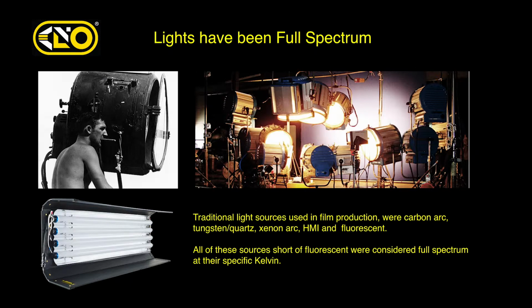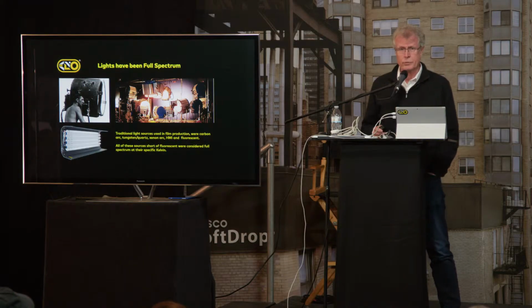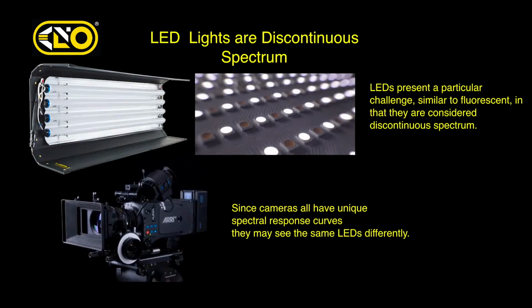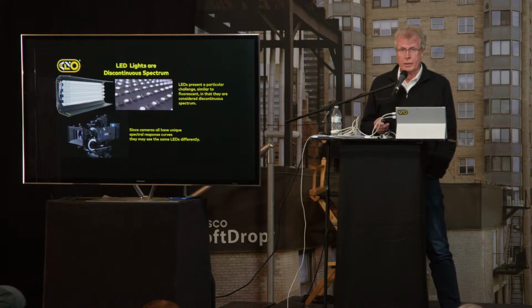In the past, we had full spectrum light in so many respects. When you think of arc light, tungsten, xenon arcs, HMI, even the fluorescent had more spectrum than today's LEDs. When you actually look at the full spectrum, we were able to get the green out, even though it had a mercury line. But for the most part, we're talking full spectrum. LED lights, by their very nature, are discontinuous. Since all the cameras have unique response curves, even on the same LED light source, different cameras are going to see the same source differently.